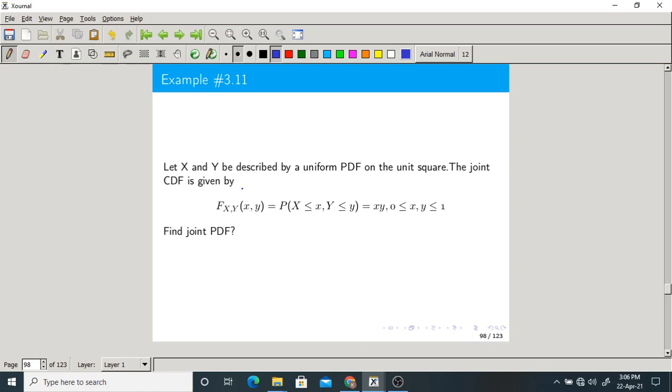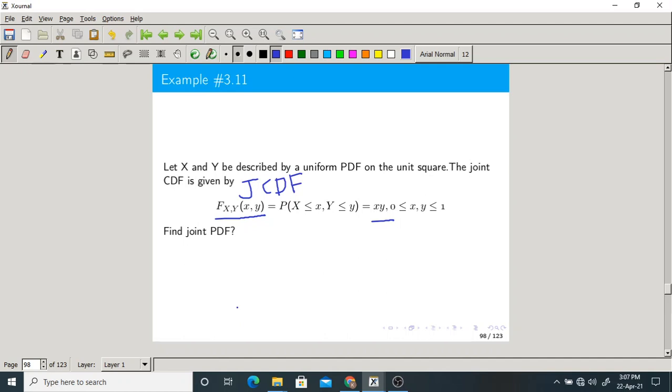Let us take this simple problem. They gave us a uniform PDF on the unit square. The joint CDF is given to us as x into y, where both lie between 0 and 1. What is the joint PDF? You have a CDF and you want the PDF, so you do differentiation. But here it is joint, so we do double differentiation.